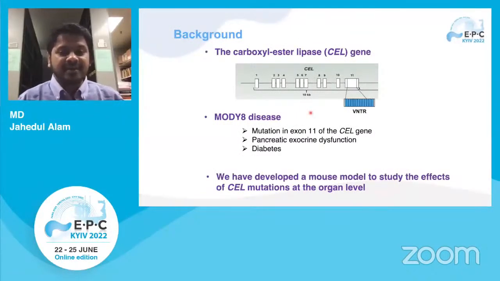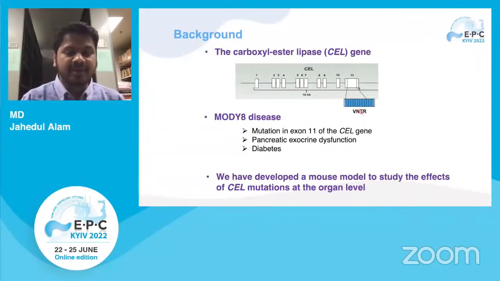The carboxyl ester lipase, or CEL gene, encodes a digestive enzyme expressed by the acinar cells of the pancreas. Our research group has shown that mutation in the variable number of tandem repeat region of the CEL gene causes MODY8 or CEL-MODY, an inherited syndrome of exocrine pancreas dysfunction and diabetes. Our previous work has mainly involved in vitro studies. The goal of this project was to develop a mouse model to study the effects of this CEL mutation at the organ level.